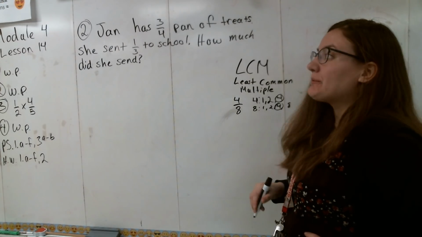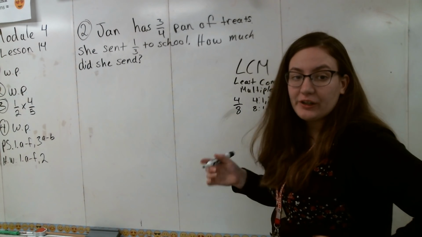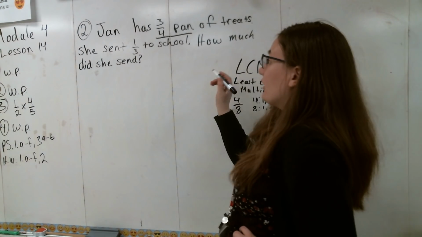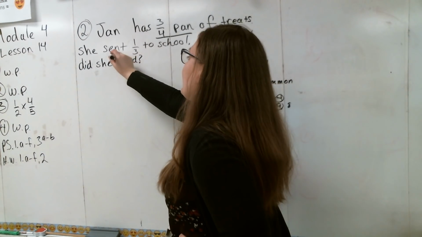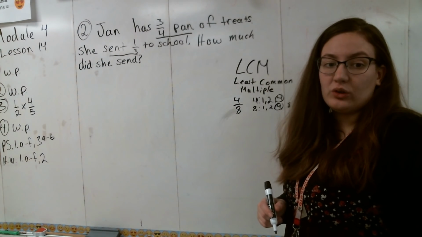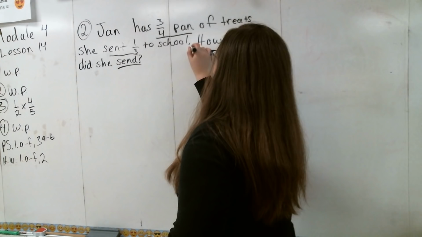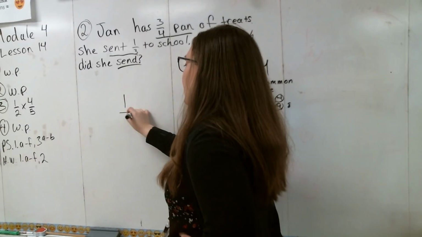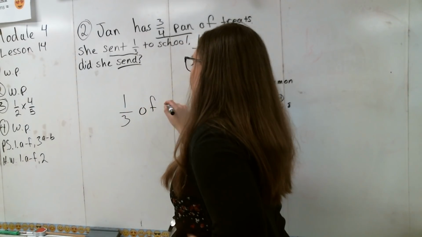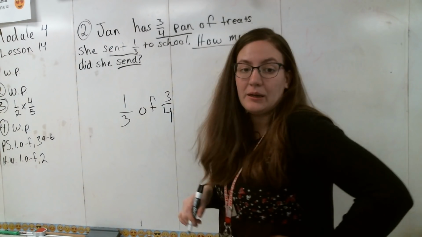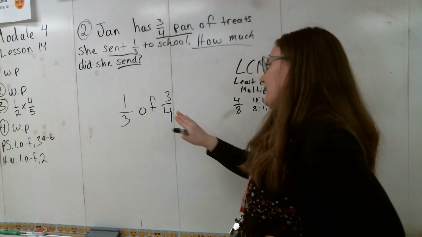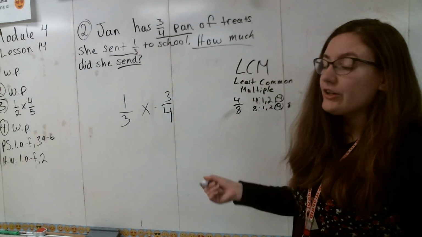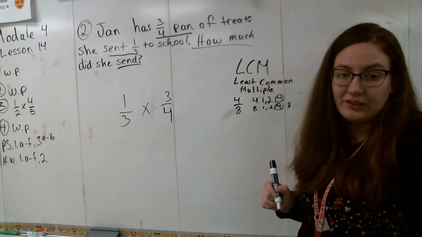So my first step in this problem is going to be to identify the important information. So I have 3/4 of a pan that she made, and she sent 1/3 of that to school. How much did she send? So when I do this problem, I now need to start with, she brought 1/3 of 3/4 pan to school. And remember, I can think of this "of" as a multiplication problem. So now I need to draw my model.